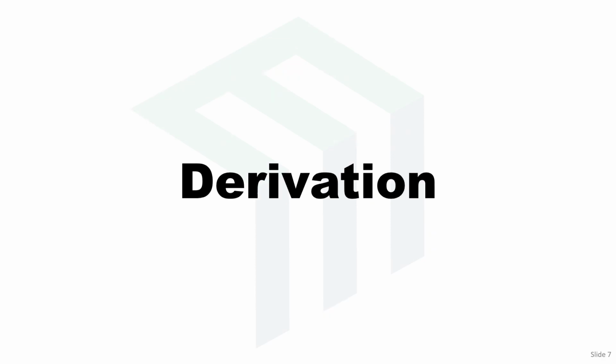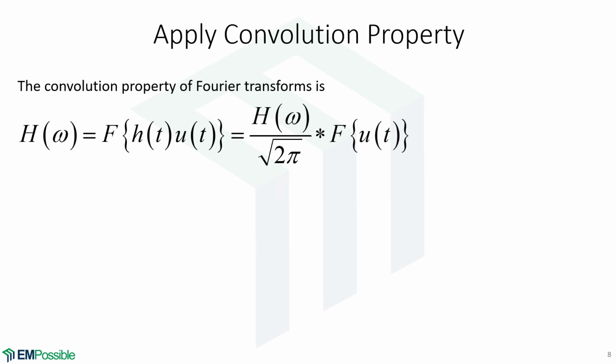Let's go ahead and derive the Kramers-Kronig relations. The first step in our derivation is to apply the convolution property. And what this says is if we are interested in the Fourier transform of the product of two functions, that is the convolution of the Fourier transform of those functions separately. So our overall transfer function is the Fourier transform of our impulse response. And we're writing that now as an ordinary impulse response times this Heaviside step function.